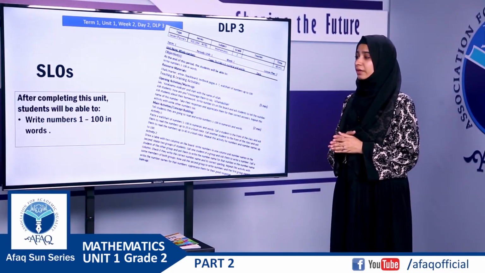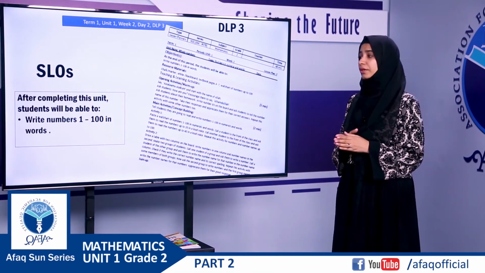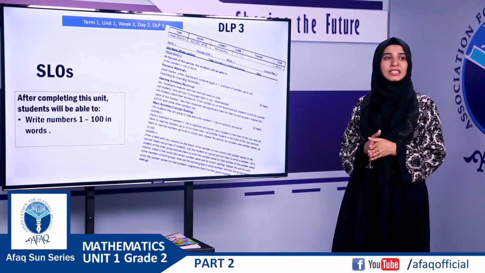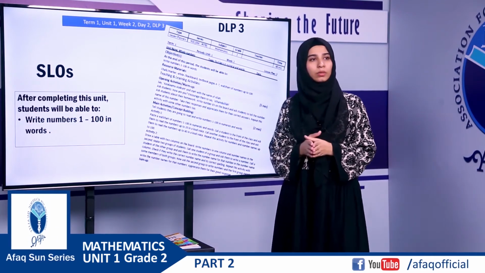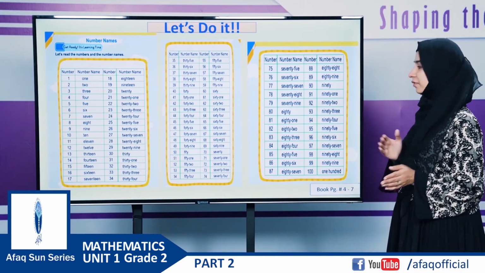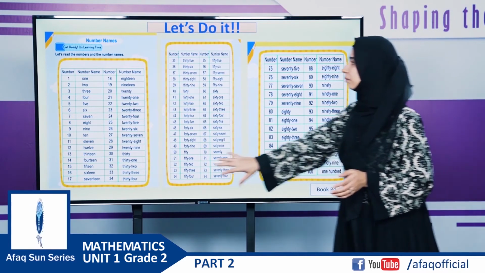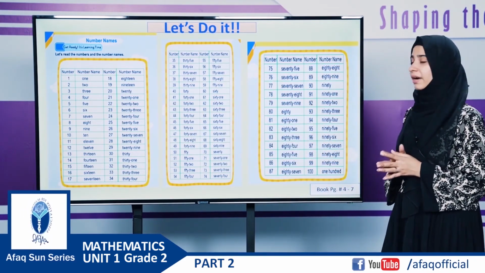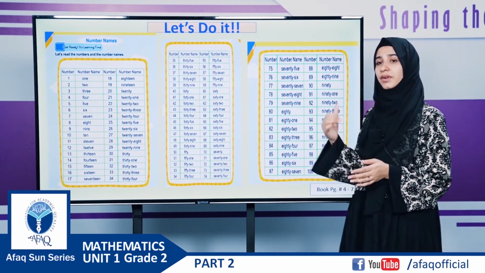In this SLO, we are going to write numbers 1 to 100 in words. We are going to learn how to write the numbers from 1 to 100, and to cover this SLO, the complete methodology has been given in DLP 3, Day 2, Week 2, Unit 1 of Term 1. Now open up your book, page number 4. We are going to start from page number 4 and going to go till page number 7. You need to revise all the numbers that we have been doing. Pause this video and read this number and write this number from number 1 till number 100 and resume this video right after doing this work.